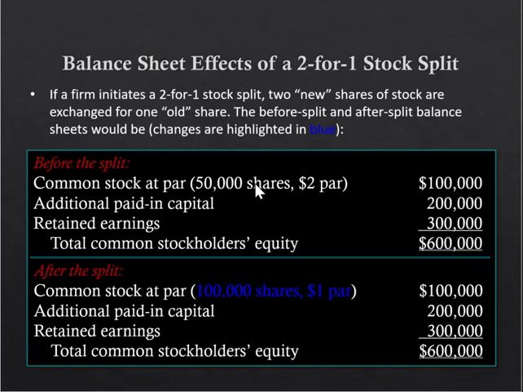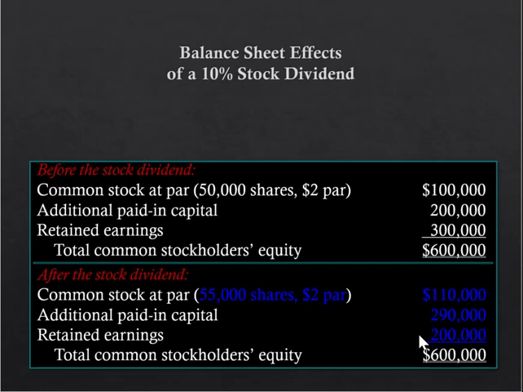And so what ends up happening? Well, we had 50,000 shares. Now we have 100,000 shares. But look what happened. Par value went from 2 to 1. So common stock at par is still 100,000. Additional paid-in capital, APIC, is still 200,000. Retained earnings is 300,000. So our total stockholders' equity is 600,000. Nothing happened, except we went from 50,000 shares to 100,000 shares, and par value dropped by the same amount.